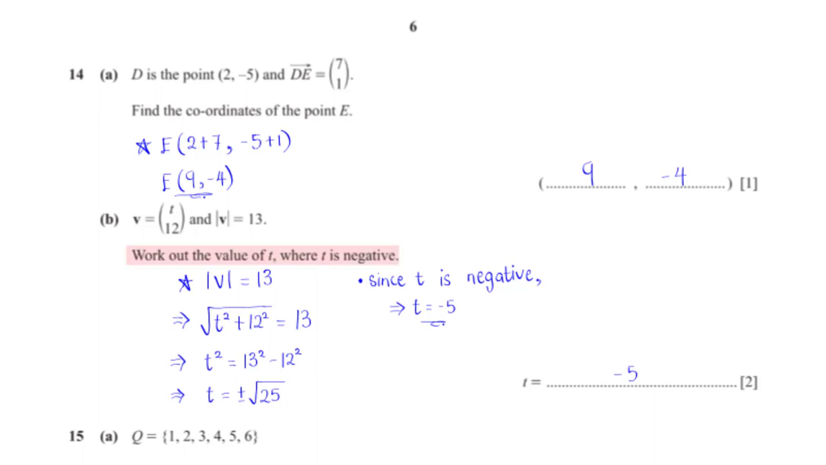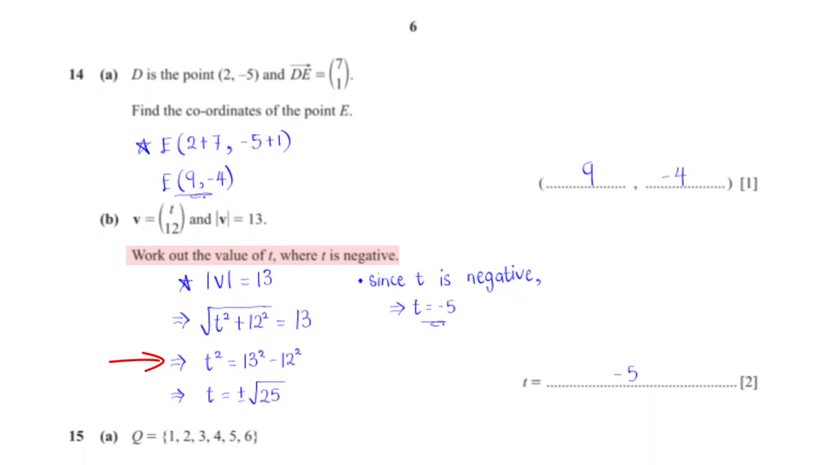Work out the value of t where t is negative. If the magnitude of the vector v is equal to 13, and we know that the magnitude of v is also equal to the square root of t squared plus 12 squared. When we square both sides of the equation, we have t squared plus 12 squared is equal to 13 squared. When we make t squared the subject, we have t squared is equal to 13 squared minus 12 squared.